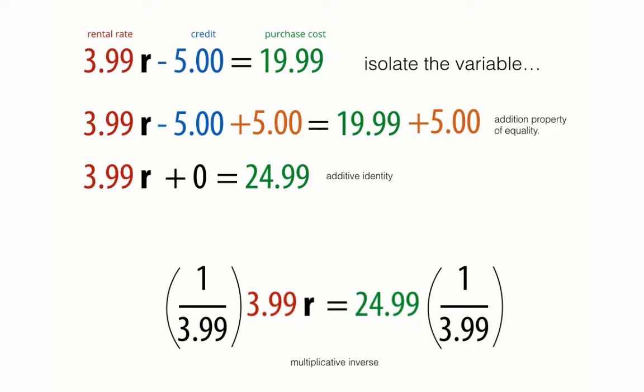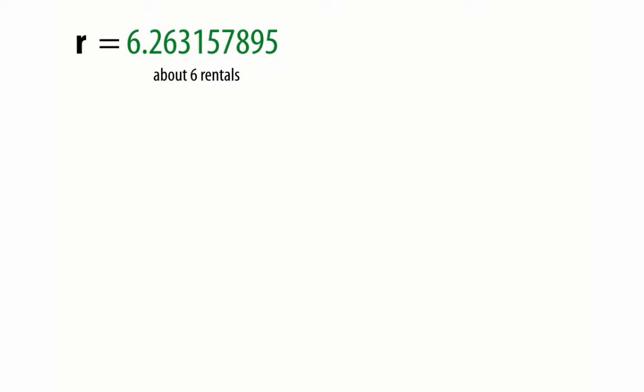The property that allows me to do this is the multiplication property of equality, meaning I can multiply both sides of the equation by the same number. Well, here's the answer I get. R is about 6.263157895. Don't worry about all the digits after the decimal. Basically, it's about 6 rentals.